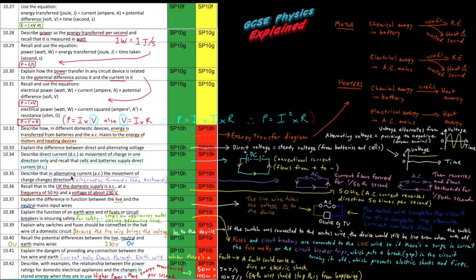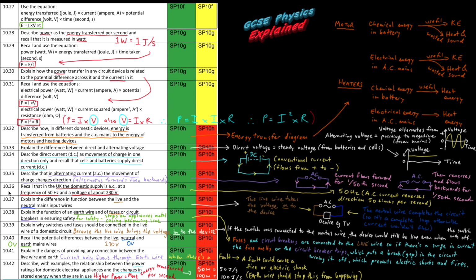10.35. Describe that in alternating current, AC, the movement of charge changes directions. So in other words, the charges are electrons and they'll go backwards and forwards, alternating. That's why we call it alternating current. So from AC mains, the current flows forward for 1/50th of a second, and then it reverses and flows backwards for 1/50th of a second. And obviously it's doing that, changing from forwards to backwards, 50 times in a second, which means it's a frequency of 50 Hertz.